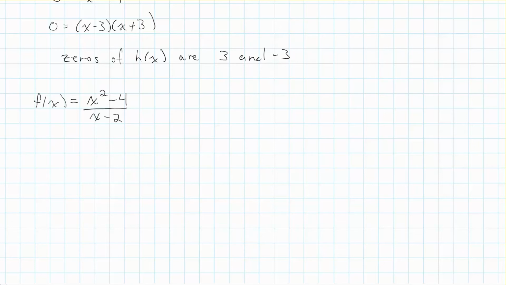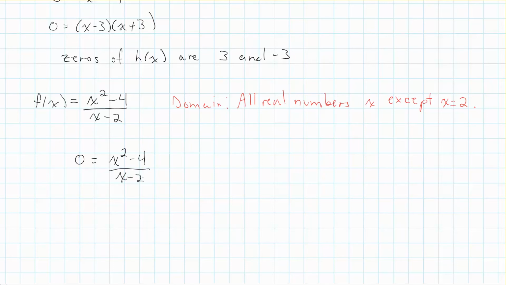So the domain here, pretty obvious from inspection, is all real numbers x except x equals 2. Alright, so we're going to go ahead and solve this just as we did the other ones. So I'm going to have 0 is equal to x squared minus 4 over x minus 2. Then clear out the denominator, so I'm going to multiply both sides by x minus 2.